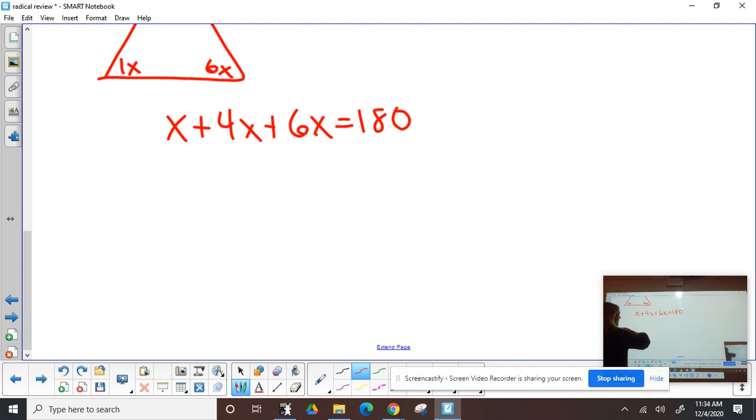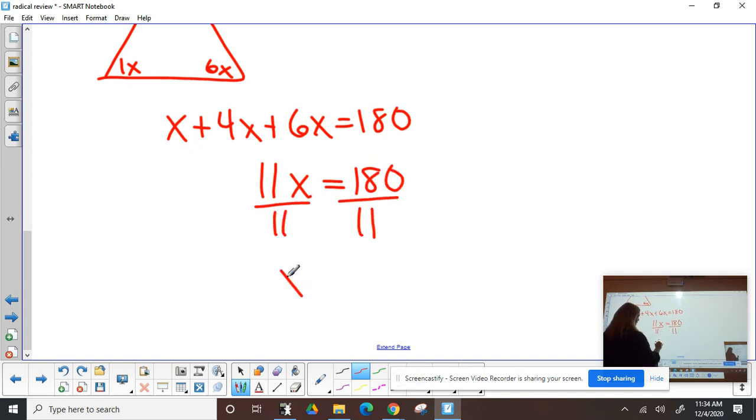x plus 4x plus 6x, I should have made that a 3x, ends up being 11x, which is not an ideal number. And then you would just divide both sides by 11, and that tells you what x equals. I'm not going to find that right now. And then you would just plug in to find the angles. So hopefully that helps. Let me know if you have any more questions.